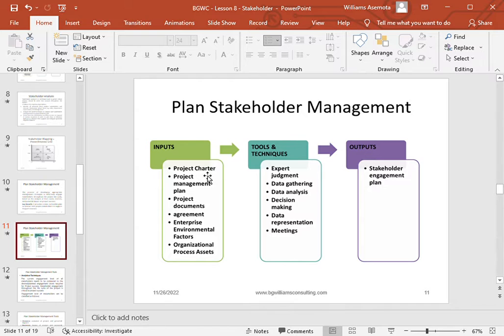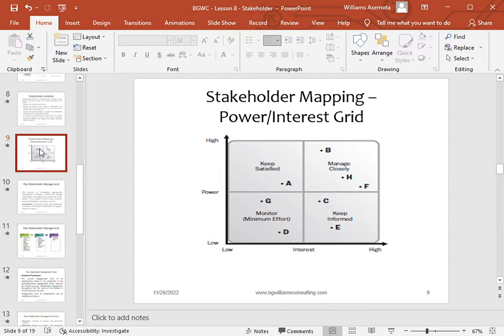So what do you want to achieve by planning stakeholder management for each of those stakeholders? Having a stakeholder engagement plan. So what you are looking at at the end of the day is that for each of these quadrants, you will now have an engagement plan for those stakeholders in quadrant A, an engagement plan for those in quadrants G and D, an engagement plan for those in quadrants B, H, and F, and an engagement plan for those in quadrants C and E. That is what plan stakeholder management is.